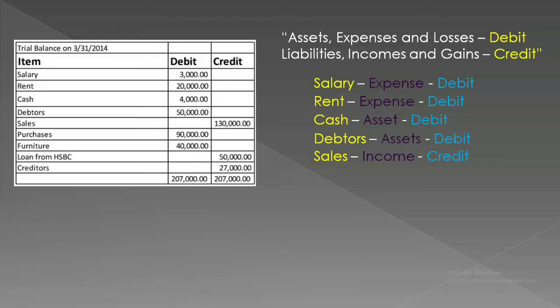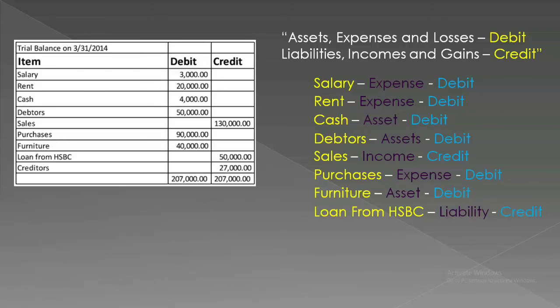Next is purchases. It is the opposite of sales, where the business has to pay for the goods, thus incurring expenses. Hence, it will also be recorded on the debit side as all expenses are recorded on the debit side. Next is furniture. It is an asset, therefore it will be recorded on the debit side. Next is loan from HSBC. It is a liability for the business and all liabilities are recorded on the credit side.